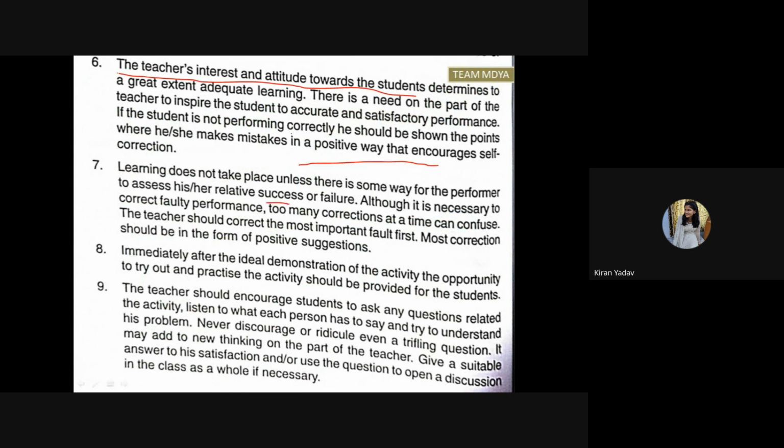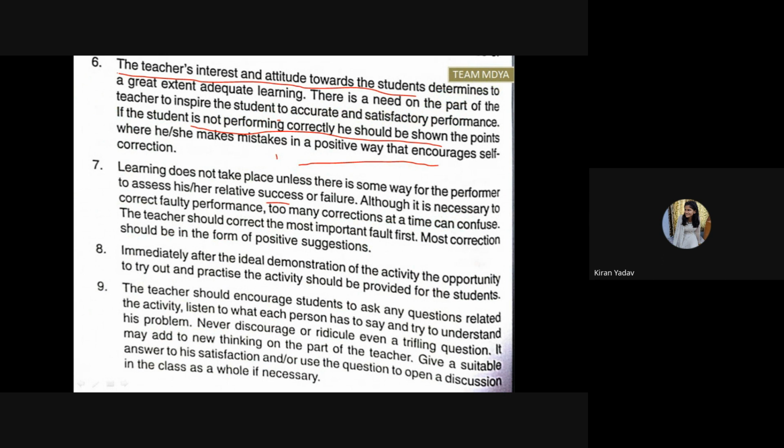So in this point, a teacher should encourage students for their self-practice and for their self-correction. And if the student is not performing correctly, he should be shown the points where he or she is doing wrong.